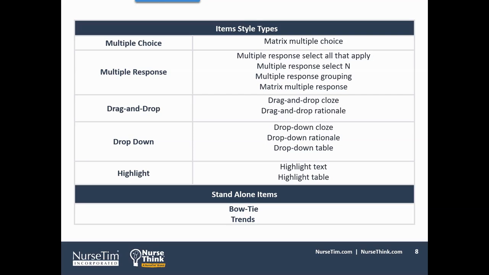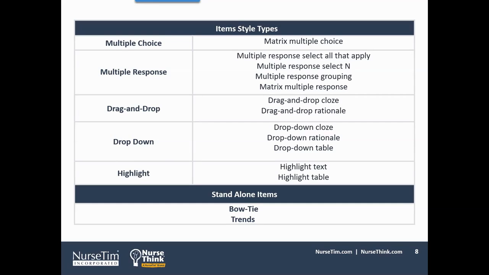but know that multiple response can come in other formats as well. So the multiple response can be select N. Select N means that the student would have a specific number of items they'd want to select of the correct choices. A multiple response can be in grouping. So there's a couple of different sections where they're going to group together some answers, and students have to select the correct answers within that grouping. There's a matrix multiple response where the student's going to select all the correct answers in a particular row. So as you can see, multiple response is just not a one size fits all, but comes in several different formats, as do many of the other item styles as well.